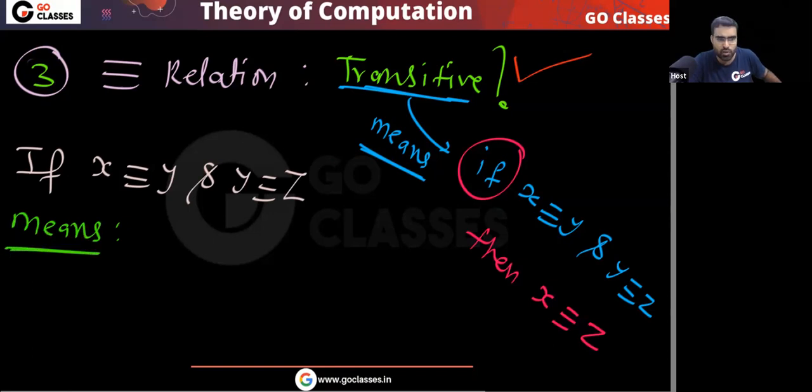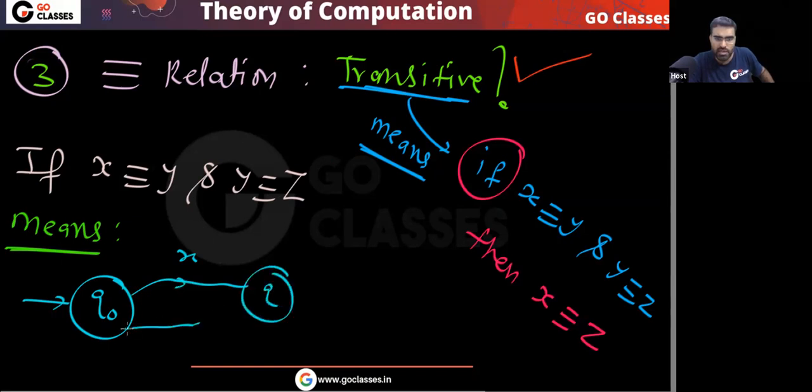If X is equivalent to Y, Y is equivalent to Z, what does it mean? Remember, X is equivalent to Y means that from the initial state, on X you will go to some state, on Y you will go to the same state. This is the meaning. Yes or no? X is equivalent to Y means that on X comma Y you are going to the same state.